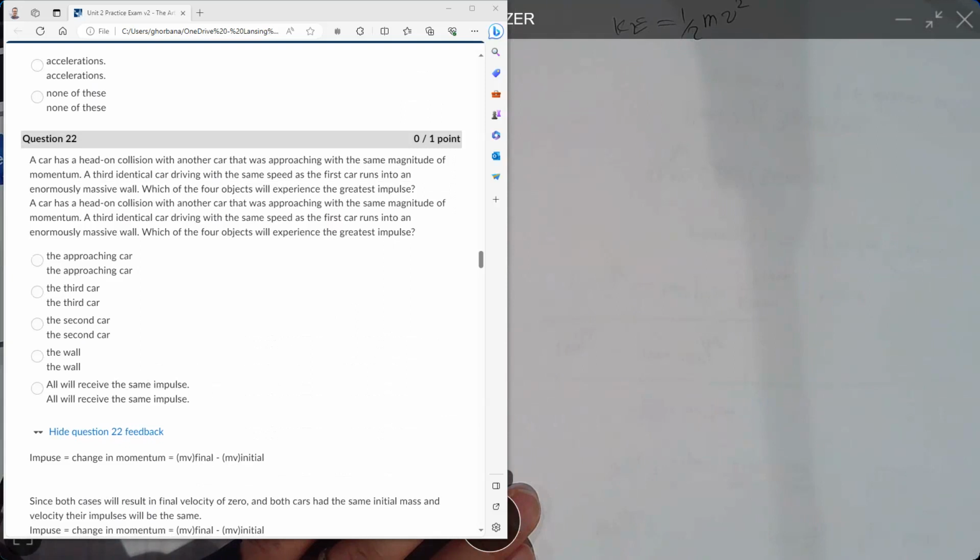The change of momentum is equal to the impulse, and the change of momentum for all will be the same. They will be experiencing the same impulse. Okay? So the right answer will be all receive the same impulse. So, next question.